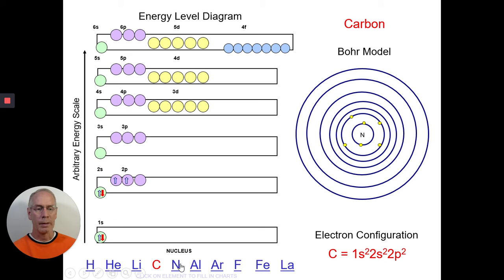Let's keep going. Nitrogen. Nitrogen has an atomic number 7. So when we put in the electrons, it goes 1, 2, 3, 4, 5, 6, 7. Each of the 2 p's get a single electron before anybody doubles up.